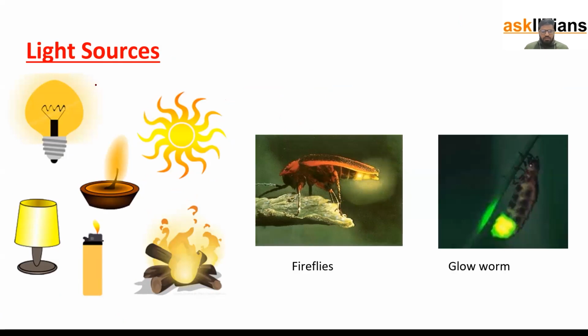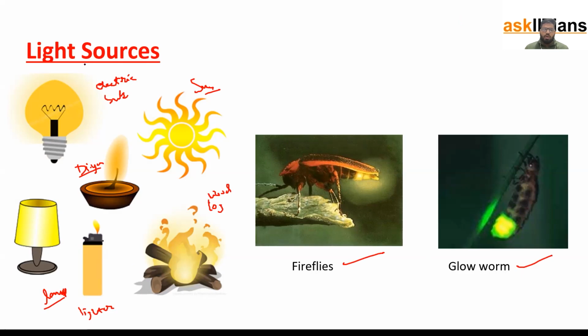You can see these light sources. Suppose this is an electric bulb. This one is the sun. This one is a wood log which is burning. This one is a lighter. This one is a lamp. And this one is a thing which is used in Indian festivals basically, which is known as a diya. So if you observe all these objects, and these fireflies as well as this glowworm, what will you observe?